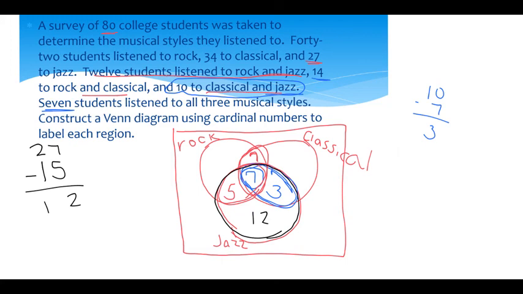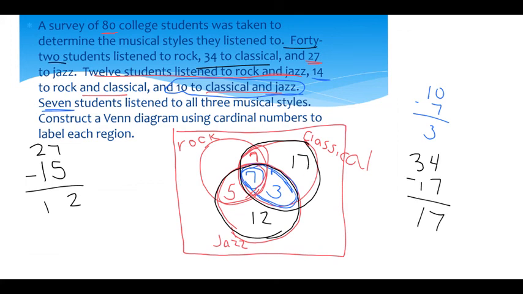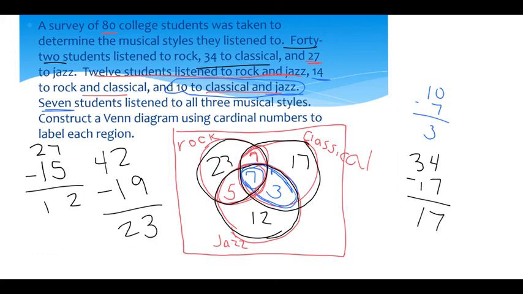We'll do the same with classical. So we have 34 that like classical, and here's my classical circle. So I have 14 plus 3, which is 17. So I'll take my 34, subtract 17, and end up with 17. So 17 goes there. And then 42 listen to rock. So we're going to take our 42 and we'll subtract what we've already listed, which is right here. So I have 14 plus 5 is 19. And when I subtract that, I end up with 23. So there's your Venn diagram.